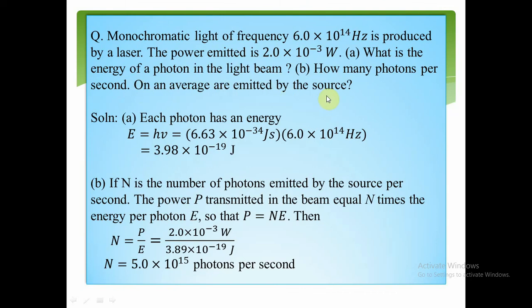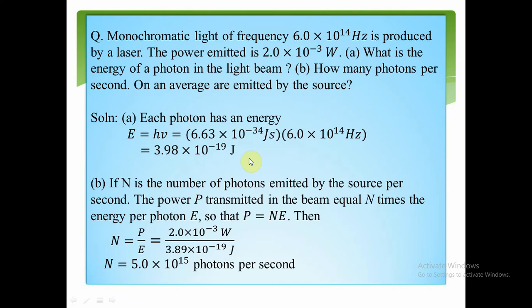First, he asked you to calculate the energy of the incident photon. E is equal to h nu, where h is Planck's constant. We know this, 6.63 into 10 raised to minus 34 joule seconds, and he has given the frequency of the incident light, that is 6.0 into 10 raised to 14 hertz. After the simplification, we get 3.98 into 10 raised to minus 19. Energy is measured in terms of joules.